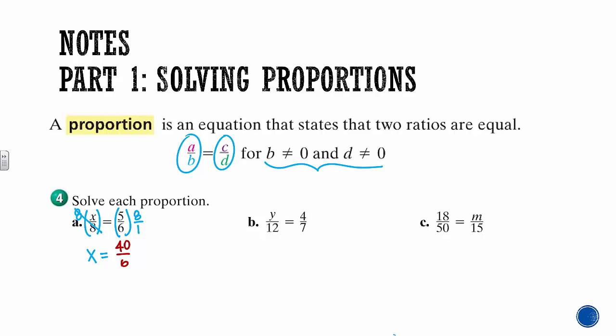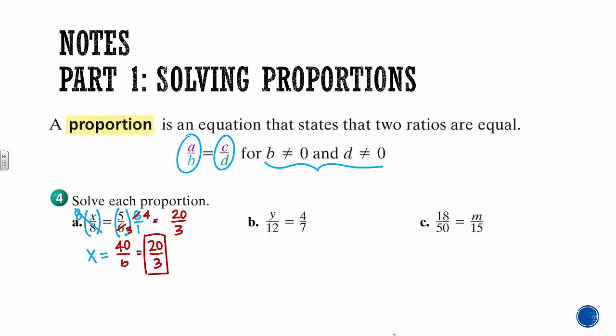Or remember, you could simplify here first. 2 goes into 6 3 times, and it goes into 8 4 times. So you'd end up with 20/3, which is exactly what we will get when we simplify. So 20/3 divided by 8 is the exact same thing as 5/6. Do the same thing for the next one.